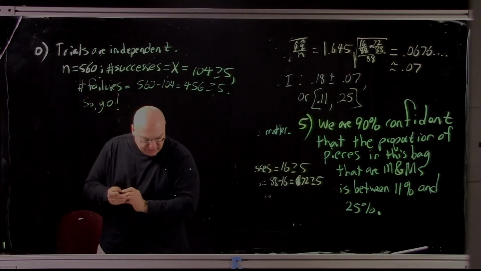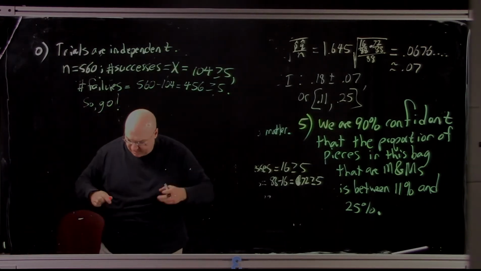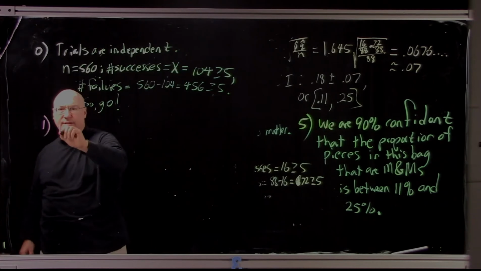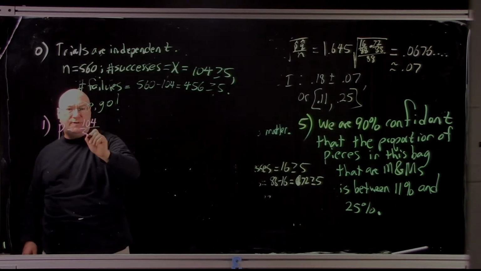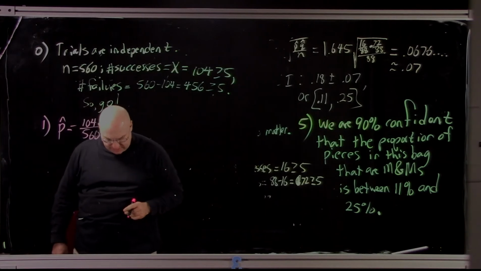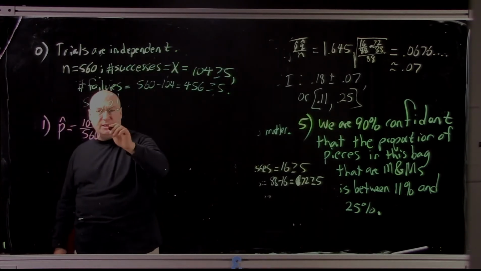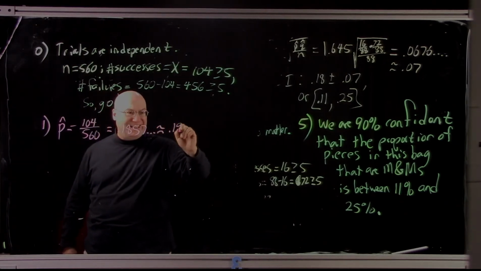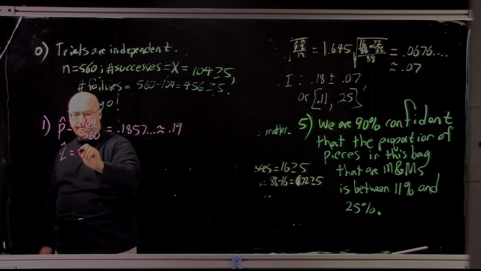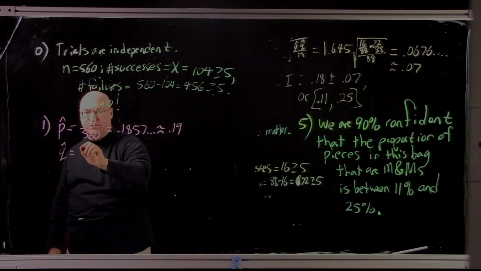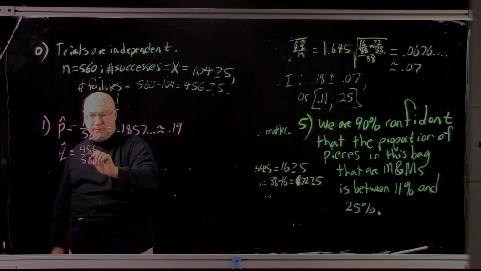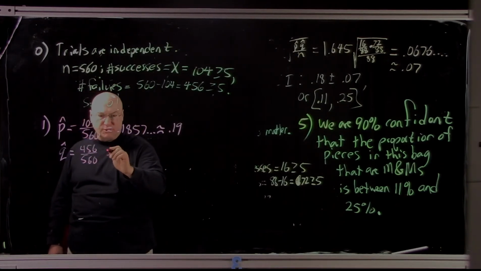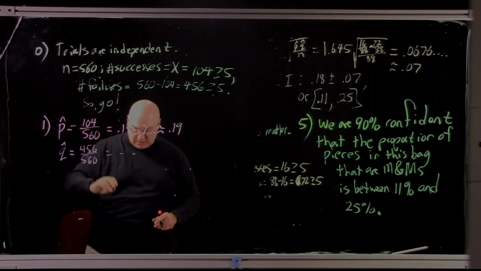Go for it, proceed. Let me try a different color. Maybe a less squeaky one. Step 1, let's do this quickly. p hat is 104 over 560, and that works out to be 0.1857. So again, I'm going to make that 0.19. q hat is 456 over 560, and it is whatever it turns out to be. We don't actually need it in our final answer, it comes up in the computations, right?